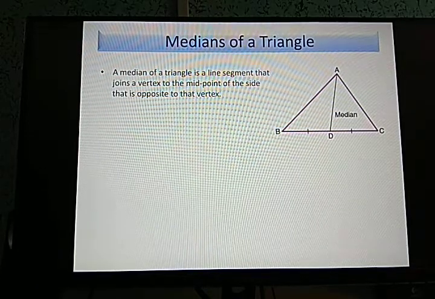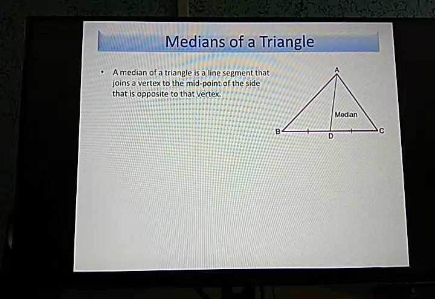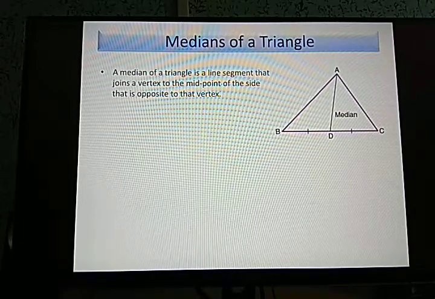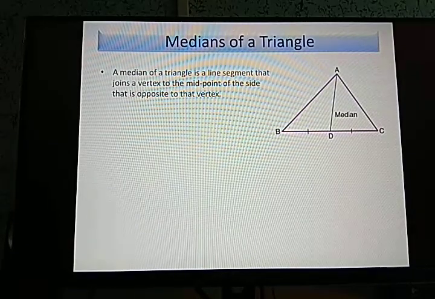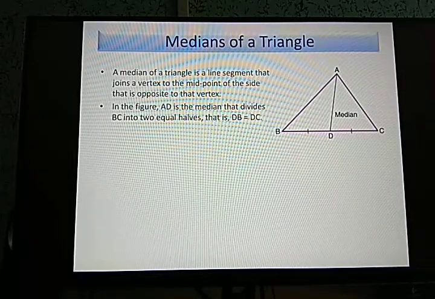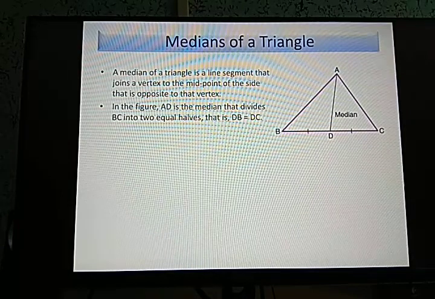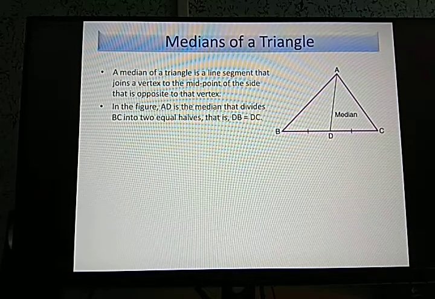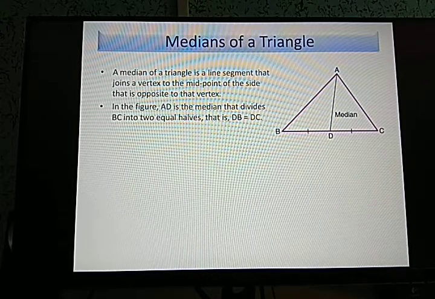Midpoint means it is the middle point of the line segment BC. That means BD is equal to DC here. As you can see in the figure, AD is the median and it divides BC into 2 equal halves because D is the midpoint. So it will divide BC into 2 equal halves, that is DB equals DC. Clear? So this was all about median.